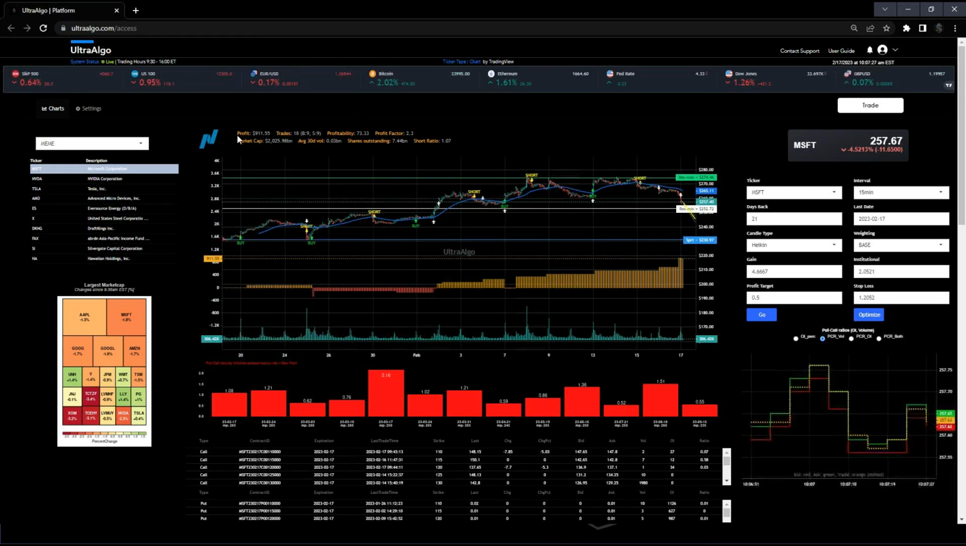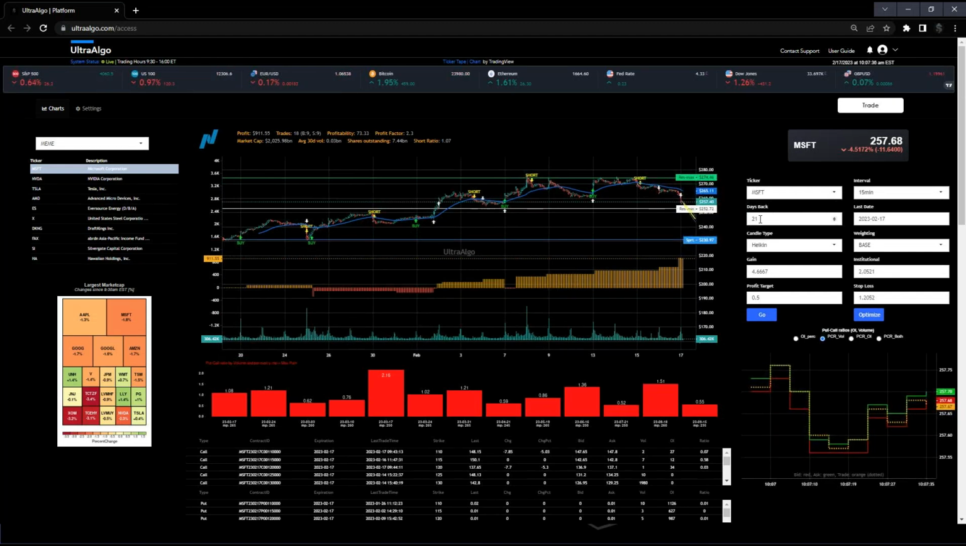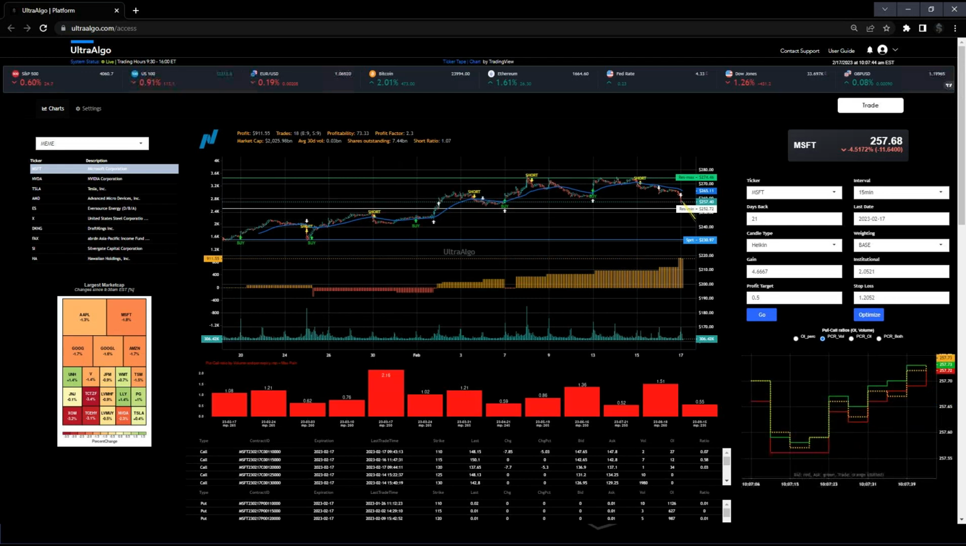At the top, you actually see the back test, so this shows you the profitability, and this is how much you would have generated across all these trades with a certain period of time, which is the days back. Those are trading days. The amount of trades executed, it says B9, which is 9 buy trades, and S9, which is 9 short trades. Profitability, which is 73.33, profit factor of 2.3, and some additional information around this specific security, which is Microsoft. This is the real-time price on the right.